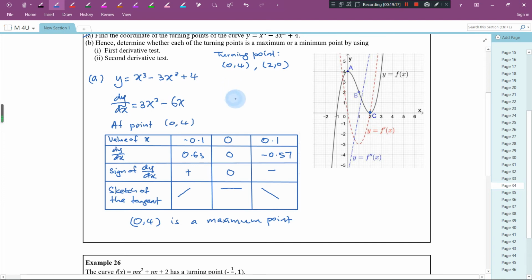So how about this (2, 0)? We do exactly the same thing. Let me show you here. Let me change this point to (2, 0).